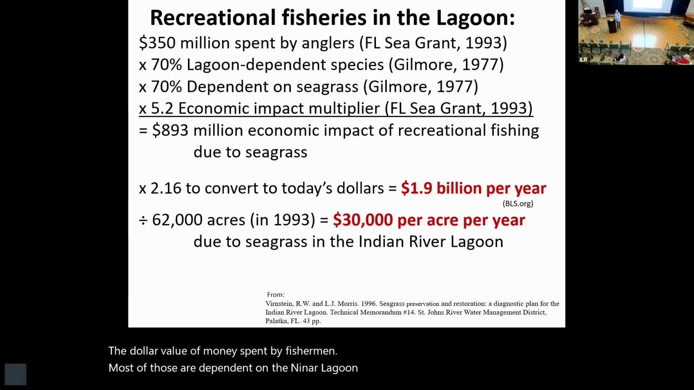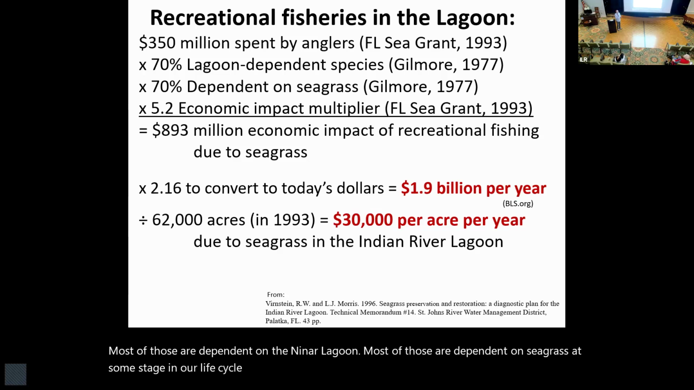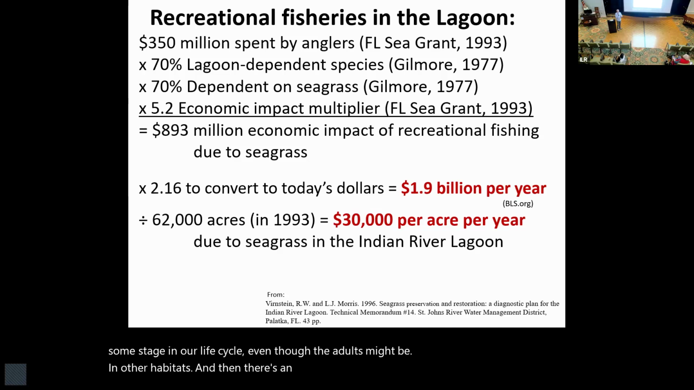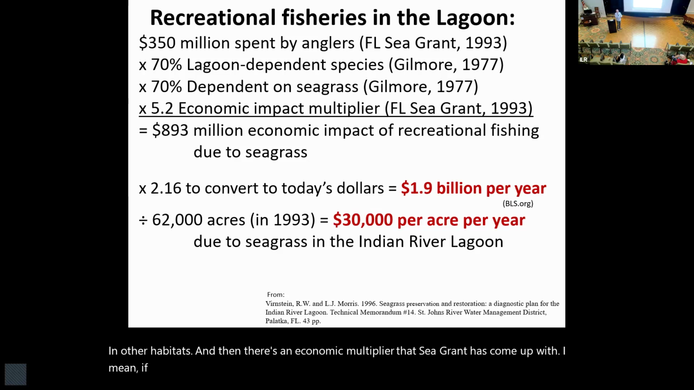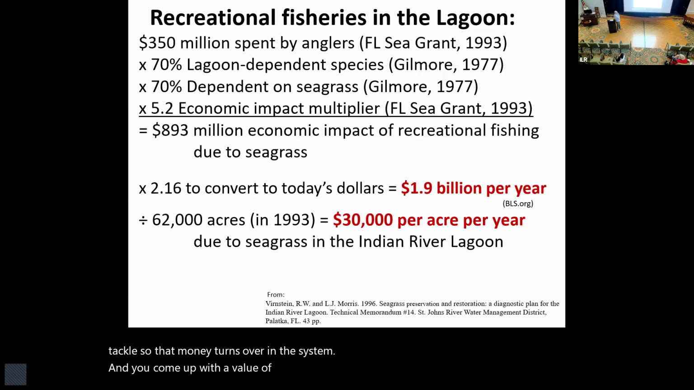Most of those are dependent on seagrass at some stage in their life cycle, even though the adults might be in other habitats. And then there's an economic multiplier that Sea Grant has come up with. If you hire a fishing guide, he spends money on boats and motors and gas and bait and tackle, so that money turns over in the system. And you come up with a value of almost $1 billion of economic impact just from fishing values alone.